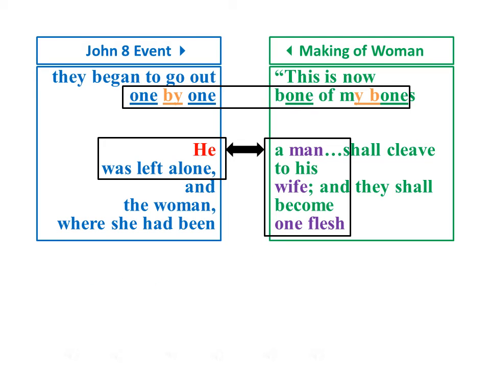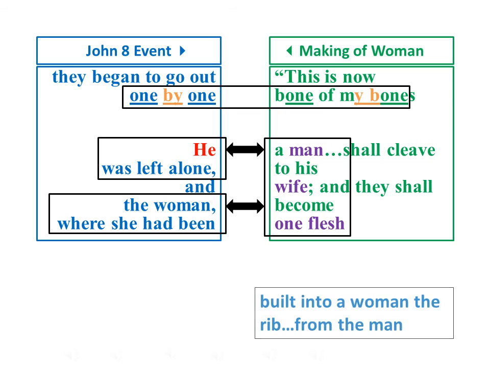The woman, where she had been. Eve had been in Adam, since she started as his rib. When Eve was brought back to Adam, she was where she had been.